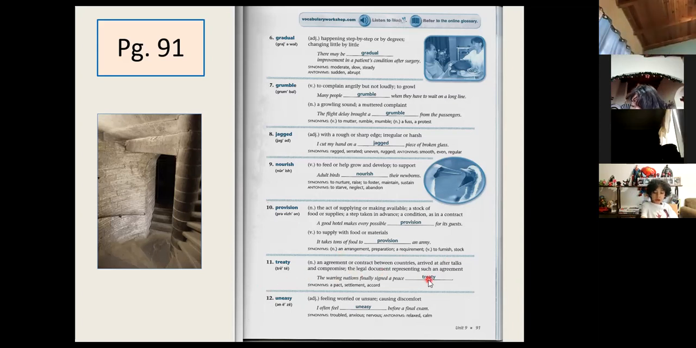Remember, treaty, it's an agreement. It's an agreement that you need to achieve. You have to accomplish this. It can be made by 2 people, by countries. So it's a pact, it's a settlement, it's to be in accord.